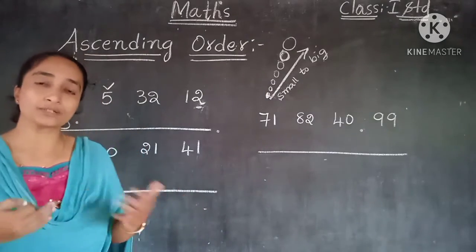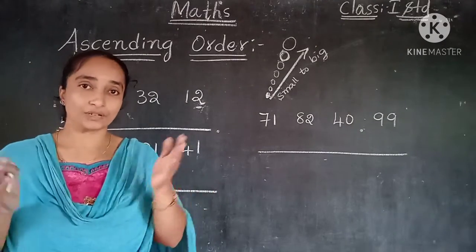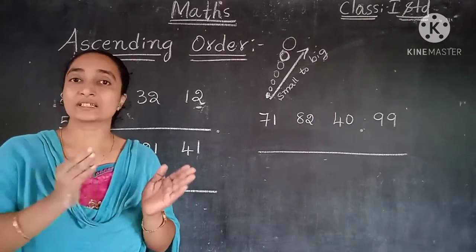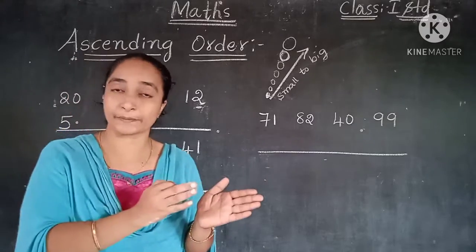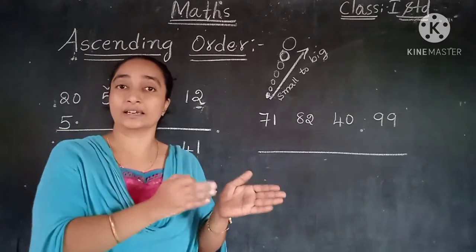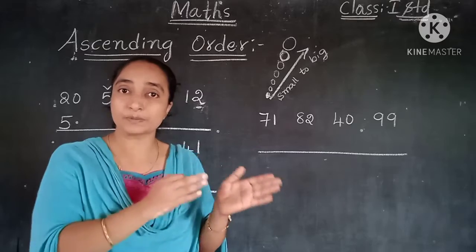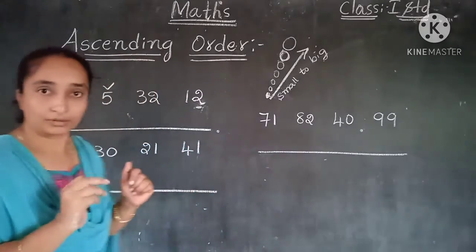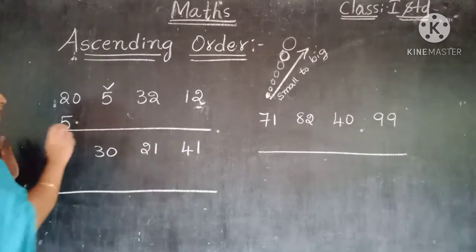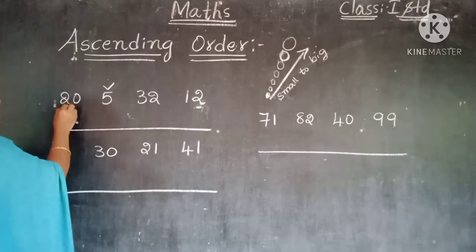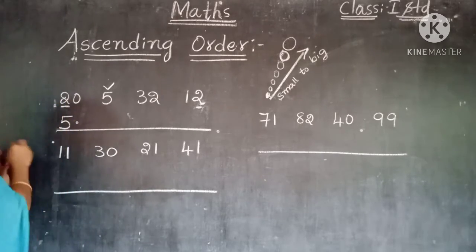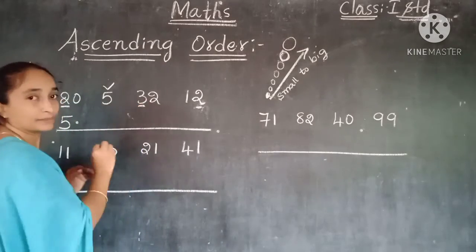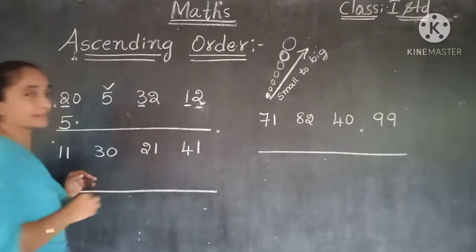So how to get clear of this confusion? Very easy. First of all, we have to check the tens place. How many tens are there? What are the numbers in the tens place? That we should find out first. The tens place here means 2 tens, 3 tens, 1 tens.